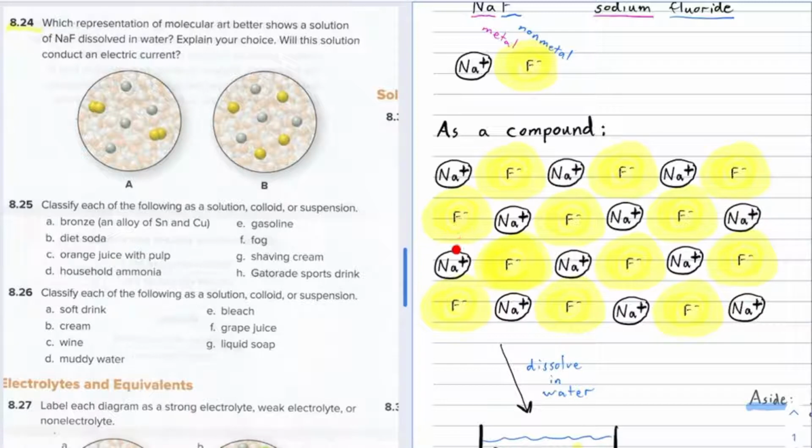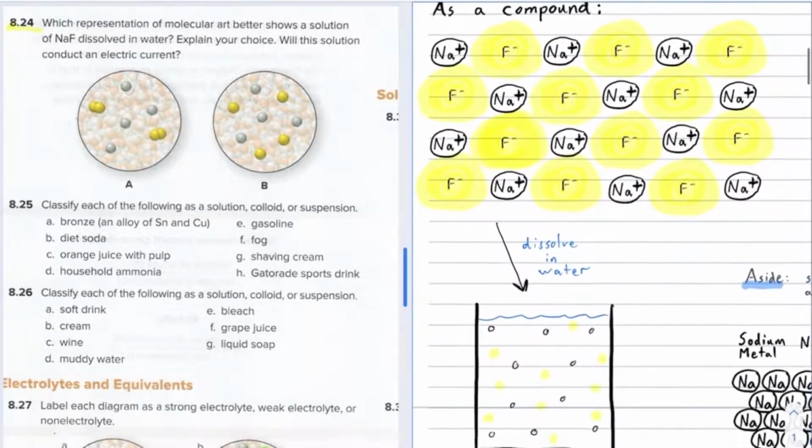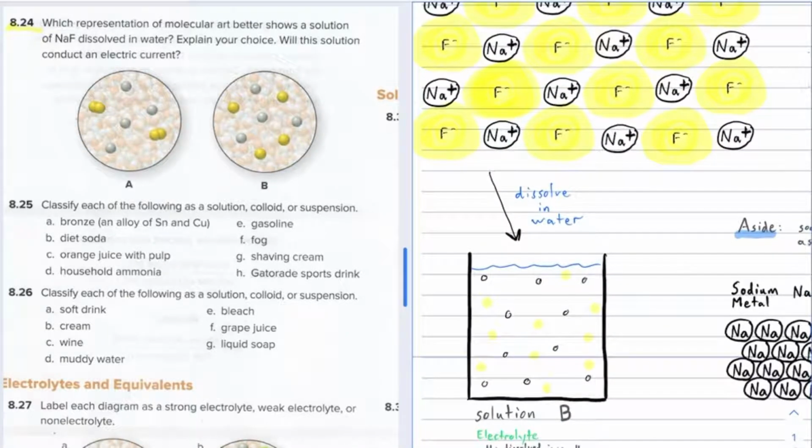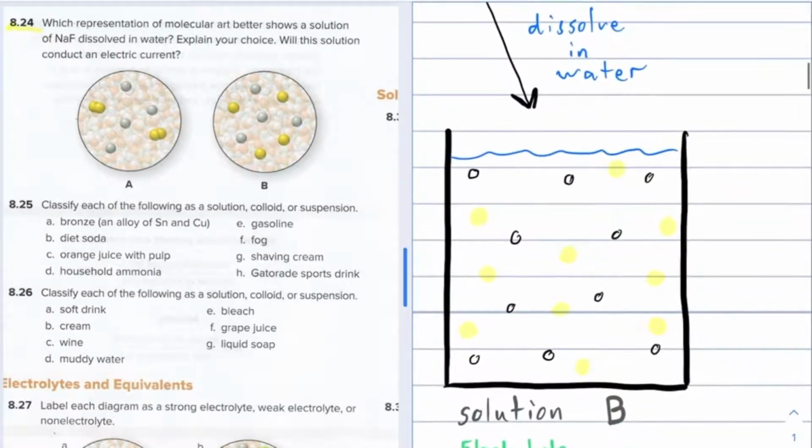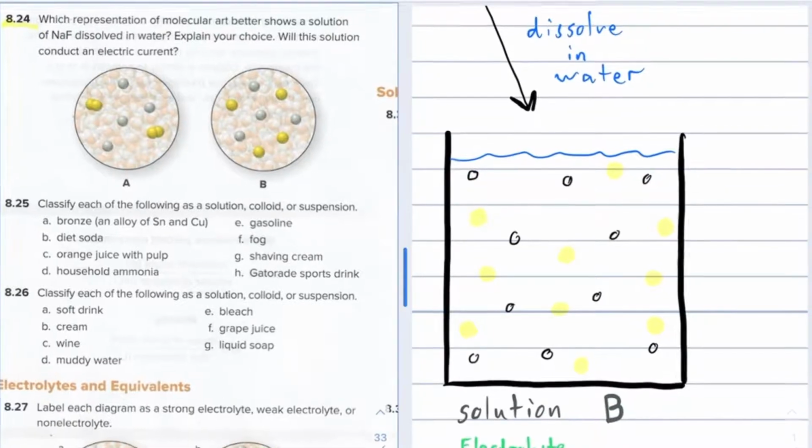One of these, and then one of those. You can see that every sodium is surrounded by fluorides, and every fluoride is surrounded by sodiums, a nice and beautiful structure. So when you dissolve this structure in water, water is good at ripping apart ionic compounds, and all of these particles become separated from one another. So what it's going to look like in water is the sodium cations are going to become separated from the fluoride anions. So this looks a lot like B.